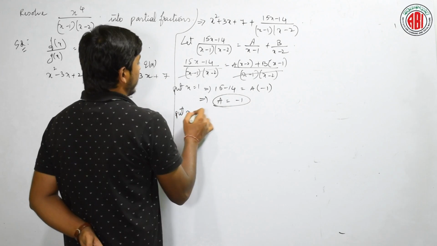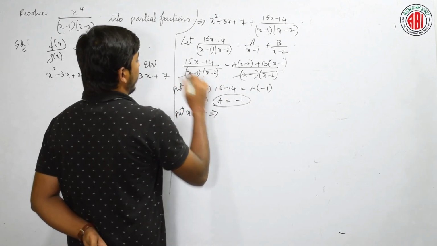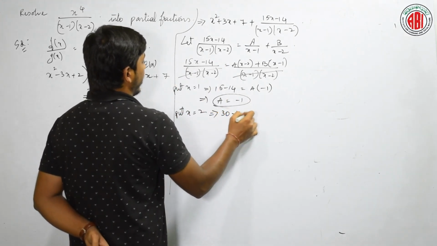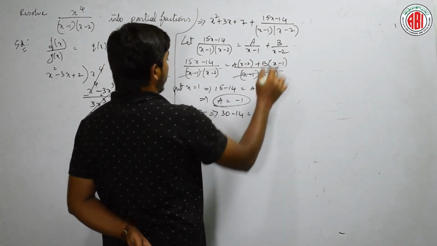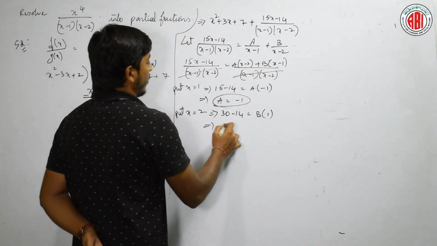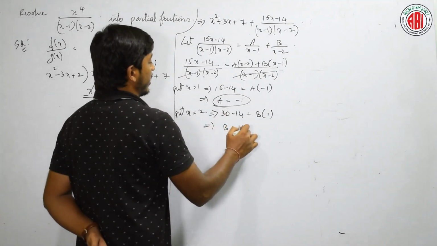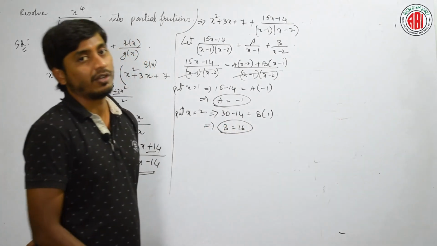Next, put x equal to 2. 15 2s are 30 minus 14. Here this term will go, b into 2 minus 1 is 1. Therefore, b is equal to 30 minus 14 is 16. Right, we got the values of a and b.